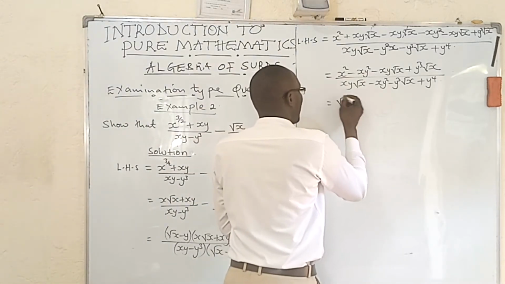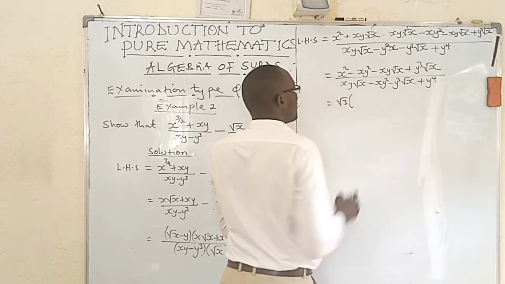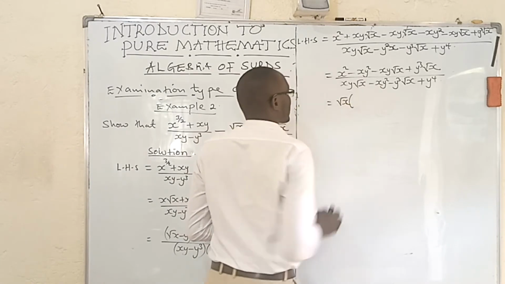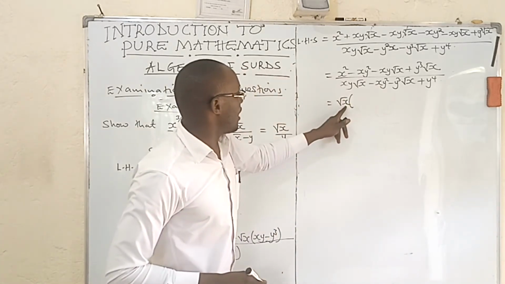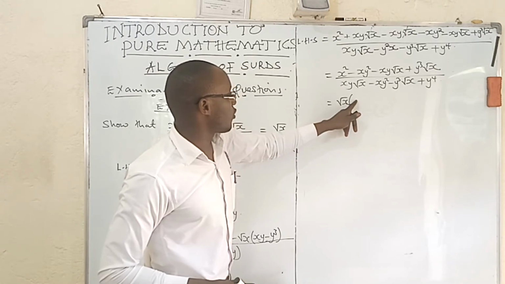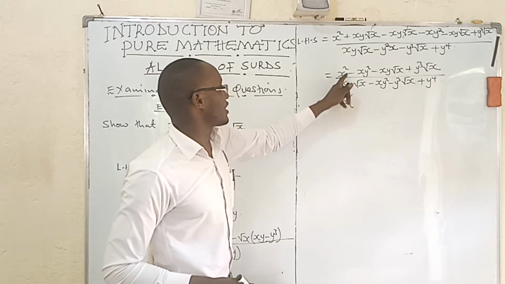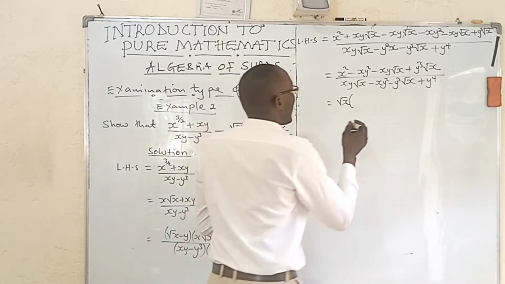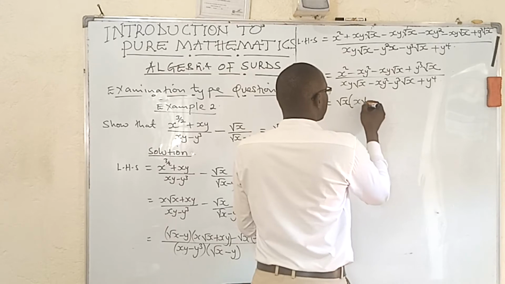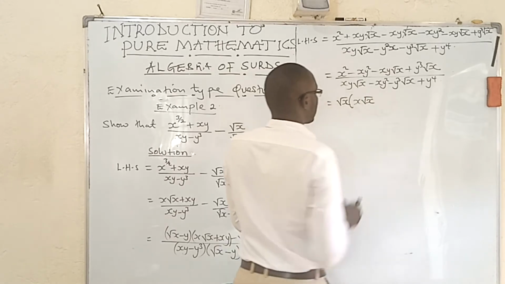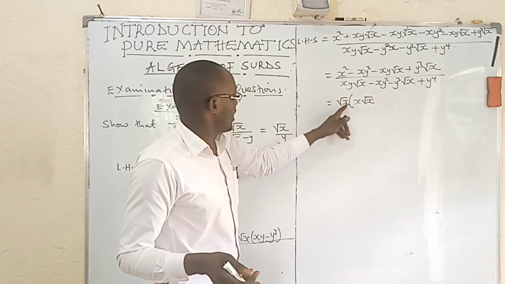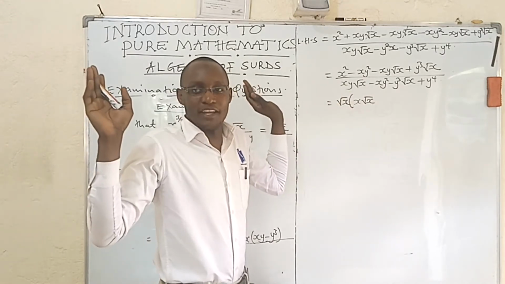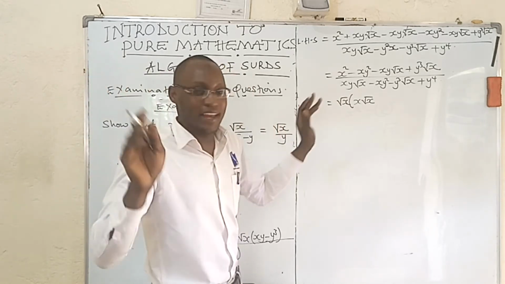If we factorize out root x from the numerator, what do we obtain? This is root x. Which number will be multiplied by root x such that we get x squared? Oh, that is x. I can put x root of x. Yes, because root x times root x is x. x times x, x squared. Very interesting. The math is very enjoyable.